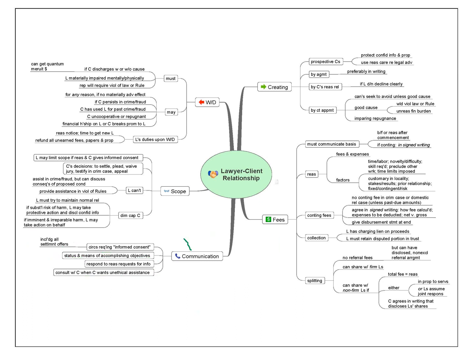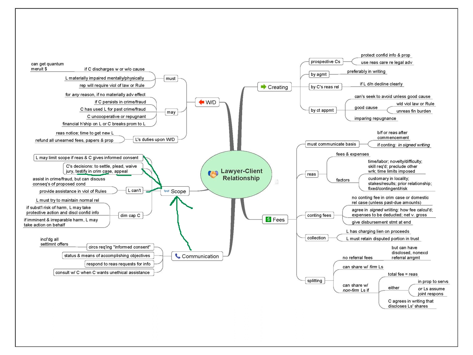The scope of the lawyer-client relationship. You may limit the scope of your relationship if the client gives informed consent. So you, for example, could say, I'm only going to handle your workers' comp case. I'm not going to handle any associated tort case against the manufacturer of a product, for example. That would be acceptable. You, of course, have to abide by the client's decision to settle the case, to plead guilty or not guilty, to waive a jury, to testify in a criminal case, and to appeal. Those are not your decisions, those are client decisions.